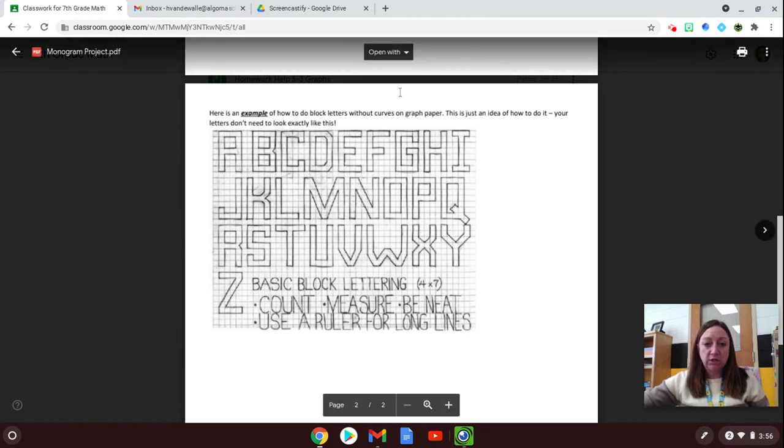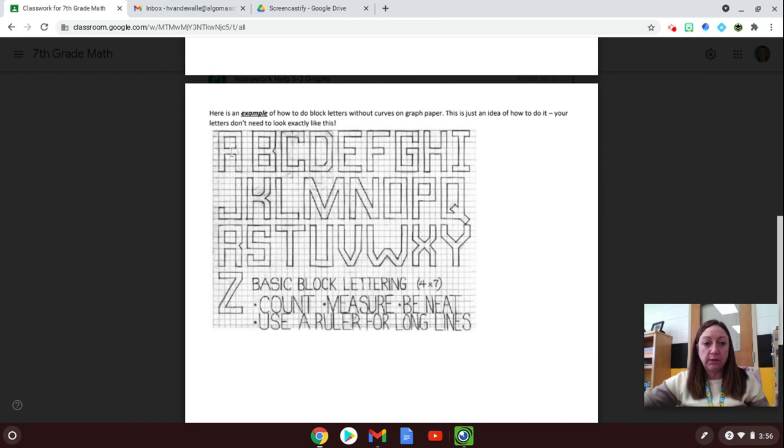And you might have to change up some of these because a lot of these are made up of all vertical and horizontal lines. So you might have to change it a little bit because I'm not going to allow you to only do horizontal and vertical lines for your project.